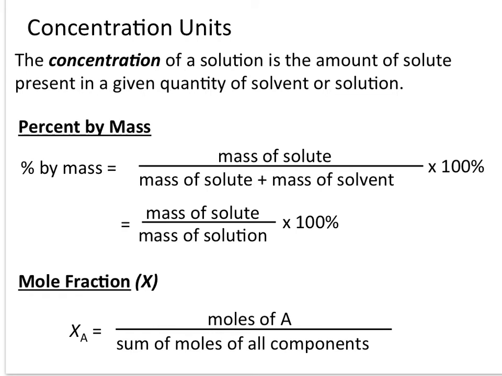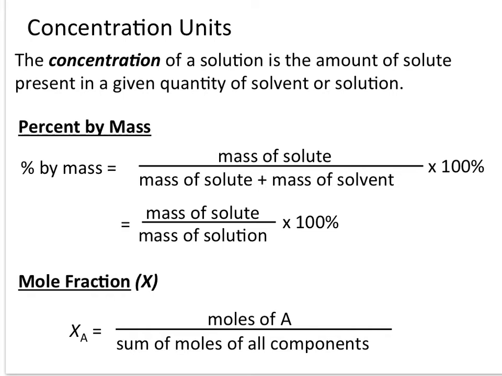Some are more common than others. Some of the less common ones are percent by mass or mole fraction. There's also parts per million and parts per billion, which we'll discuss a little bit later. But percent by mass is commonly seen in basically face creams and stuff like that, acne ointments.